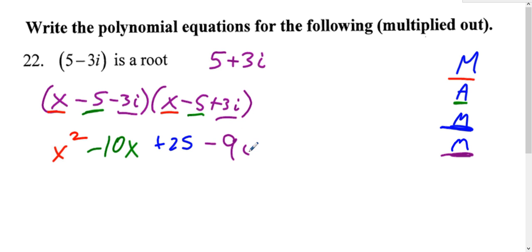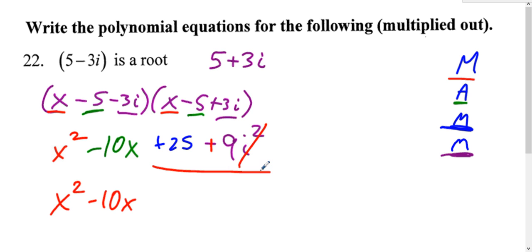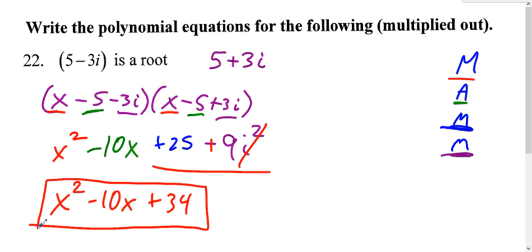I times I is I squared. Since that's I squared, it's negative 1. Cross it out. Change the sign. So now we have x squared minus 10x, and we can combine our 25 plus 9 is 34. So there's the polynomial with 5 minus 3i as a root.